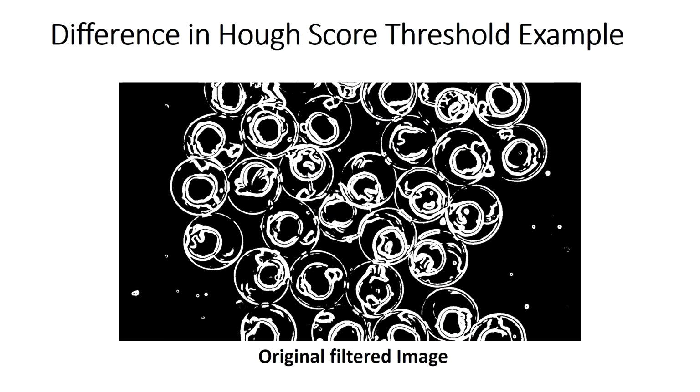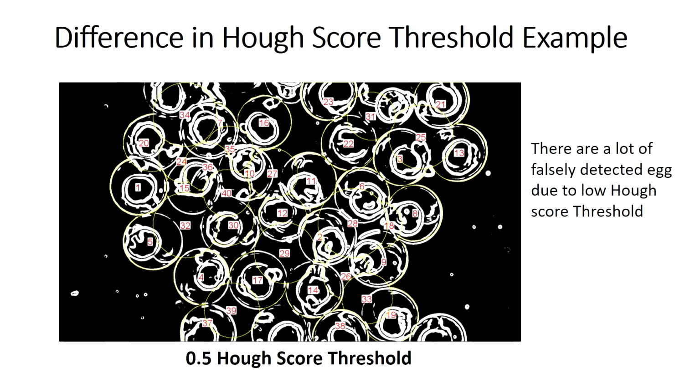So this is the original filtered image, the same as the last one, but this is a bigger one, so I can show you better here. And this is the result if you use 0.5 whole score threshold. Here there are a lot of falsely detected eggs due to the low whole score threshold. Like number 25 is a fake egg. There's a round area, but there are no eggs here. But it's caused by the eggs from the 4x, that is number 21, 13, 3, and also this one that's not being detected as well.